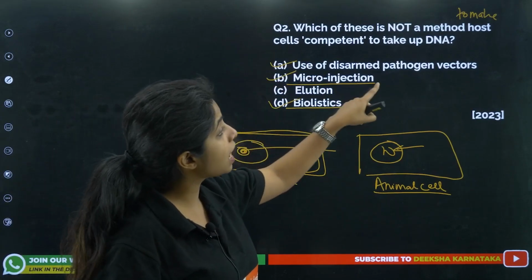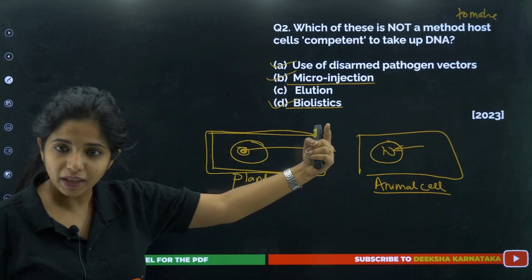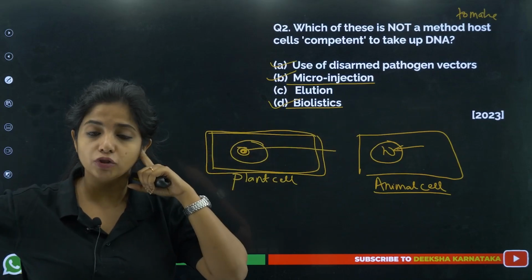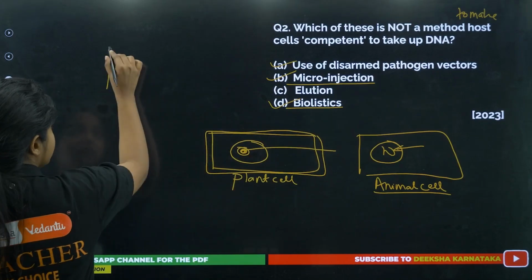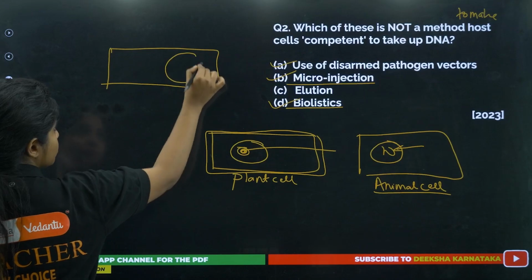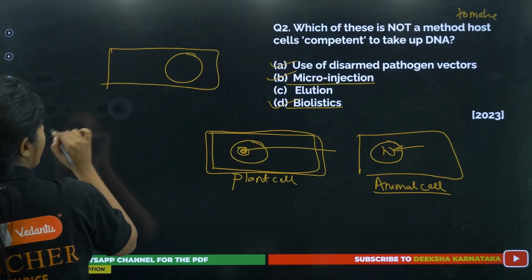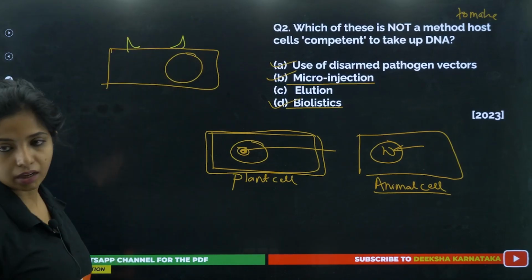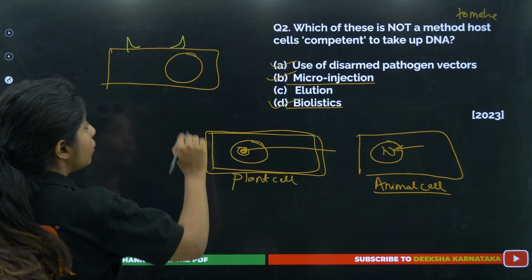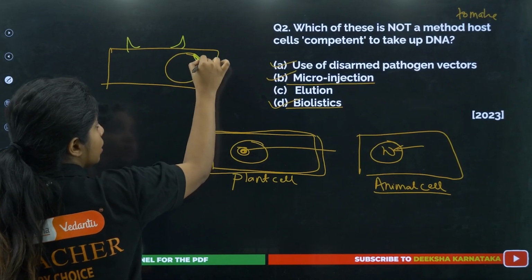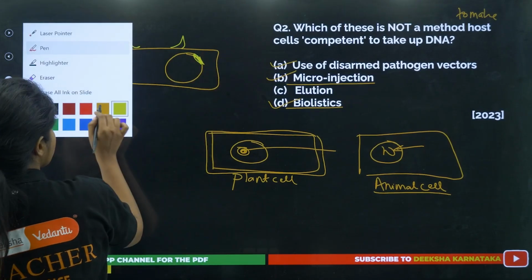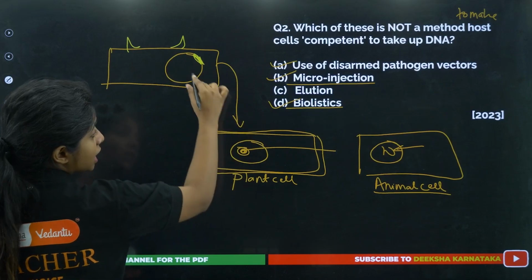Now, use of disarmed pathogen vectors. Now, this is another method. What do you mean by disarmed pathogen vector? For example, there was a bacteria, which has its own plasmid and things like that, and this particular bacteria was not a good guy. Why? Because it had some gene which could cause trouble when any organism is infected with it.